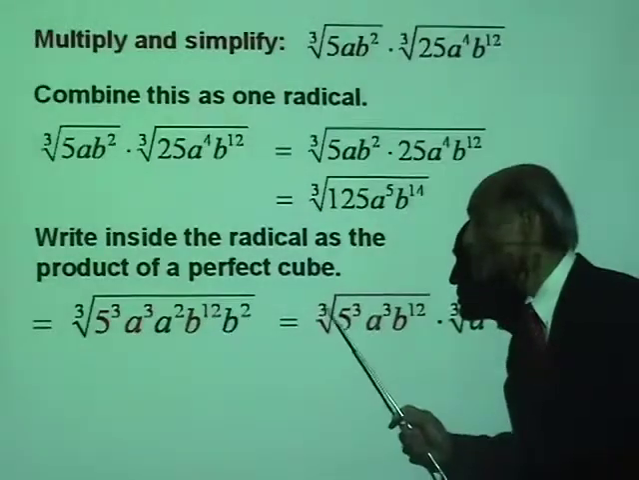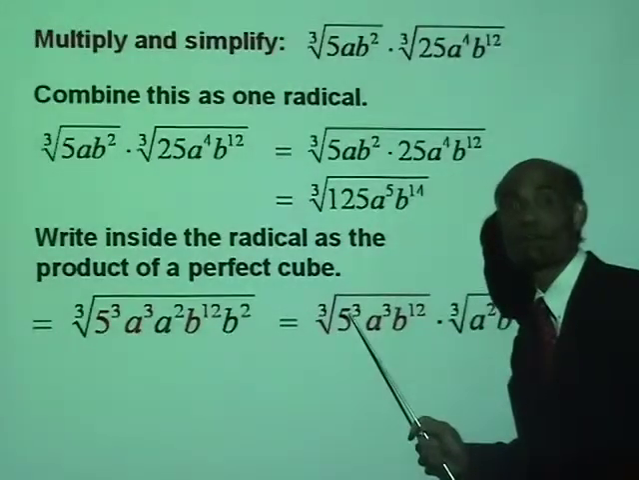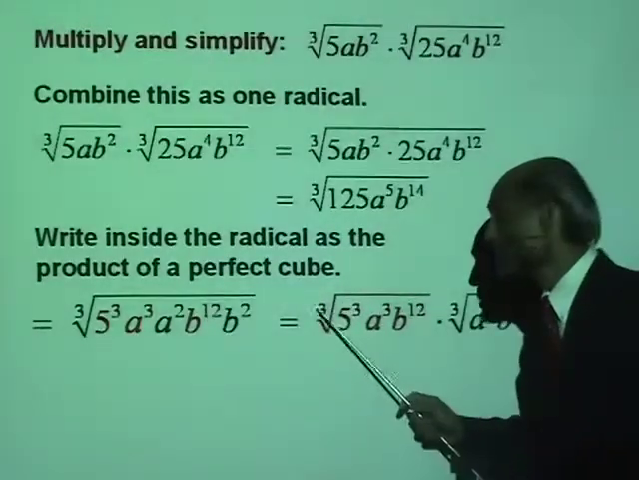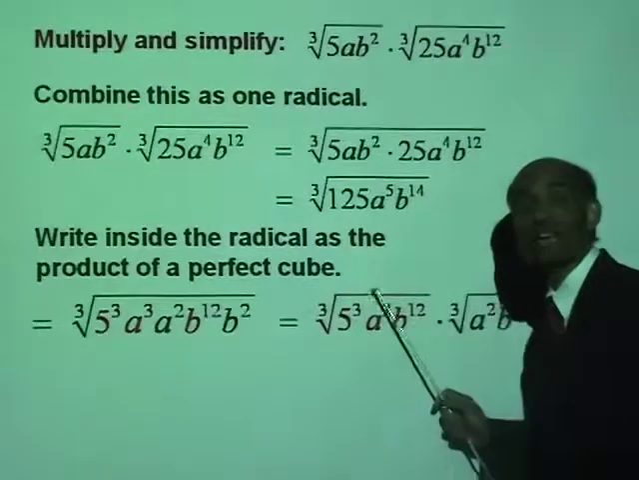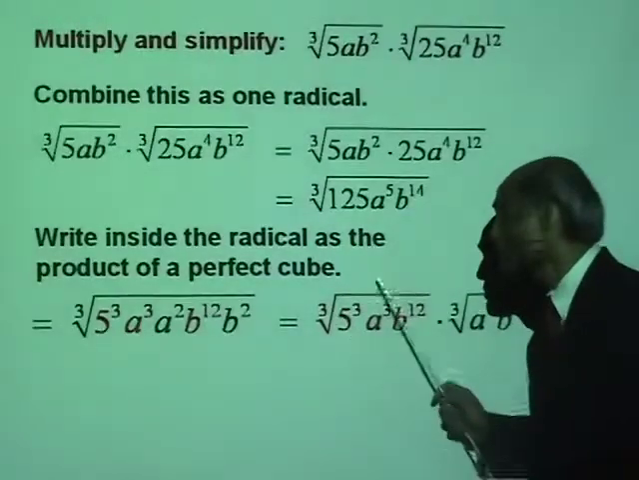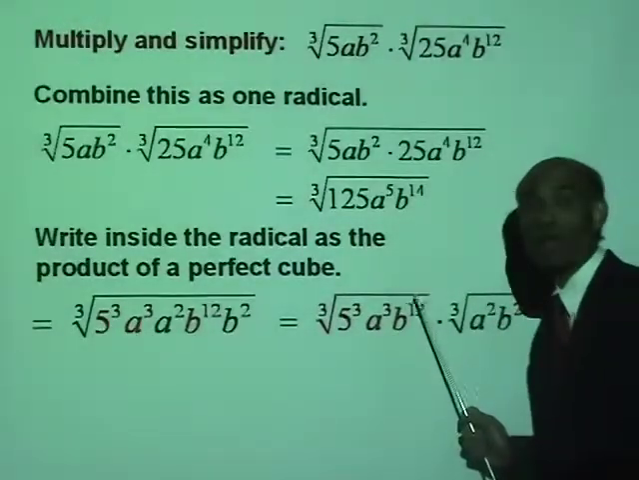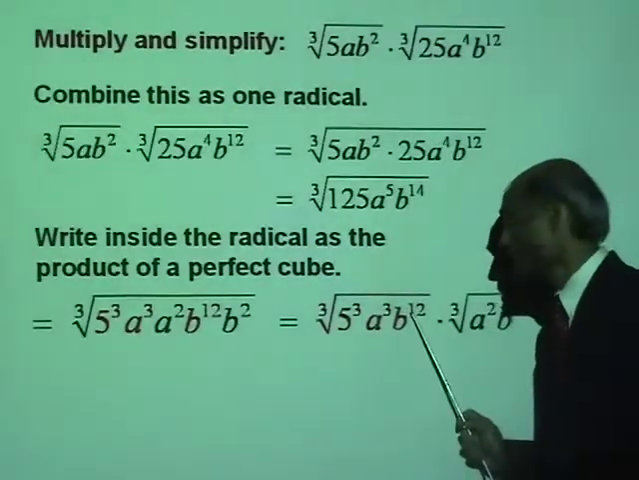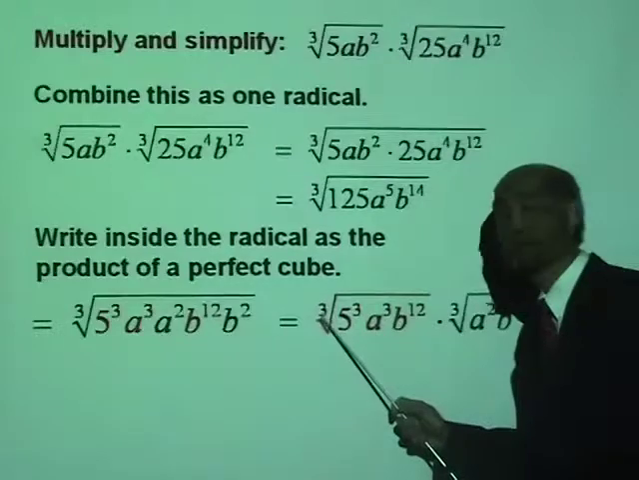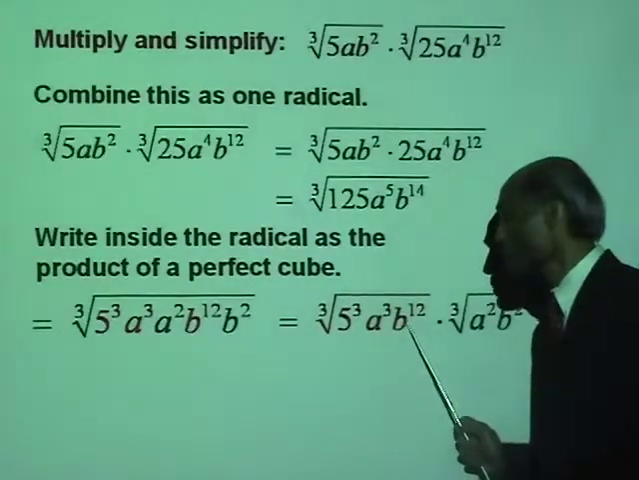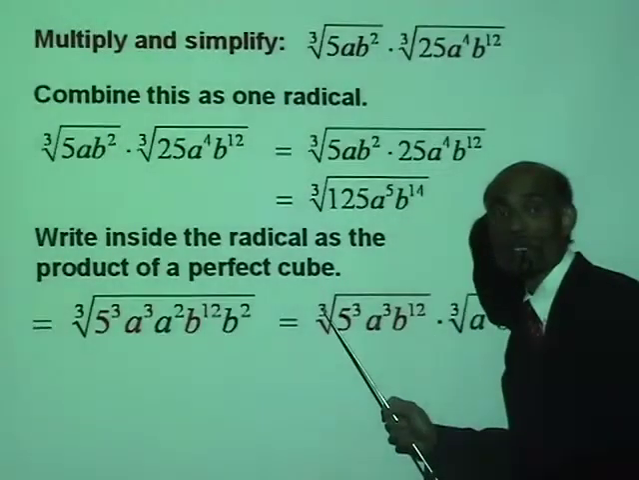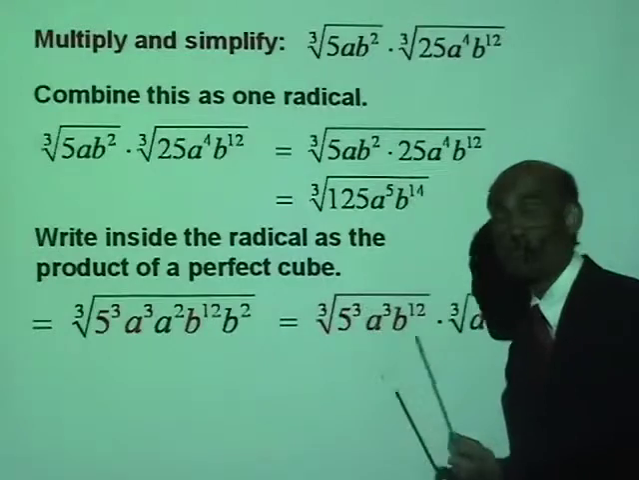What is the cube root of 5 cubed? The cube root of 5 cubed is 5. The cube root of a cubed is a. And the cube root of b to the power of 12, how do you find the cube root of a power? Divide the power by 3. So the cube root of b to the power of 12 is b to the power of 12 divided by 3. That is b to the power of 4.